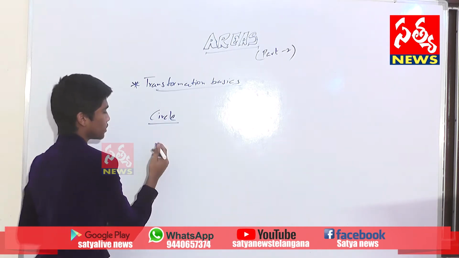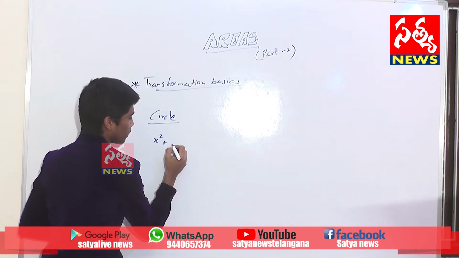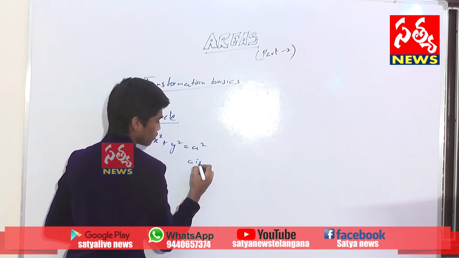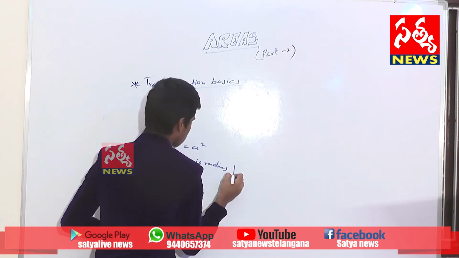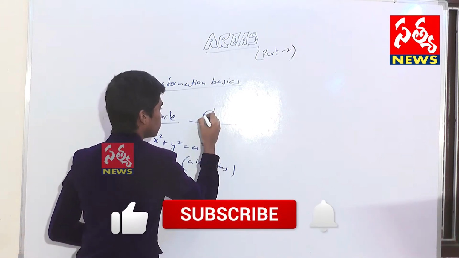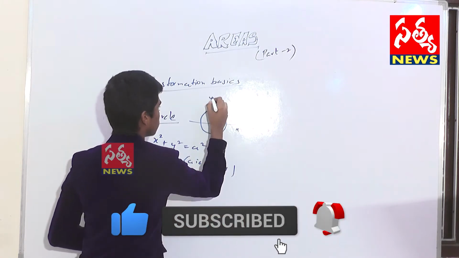What is the equation for circle? For circle, the equation should be in the form of x square plus y square equals to a square, where a is the radius. Okay? And the curve will be like this, with the X axis and y axis.